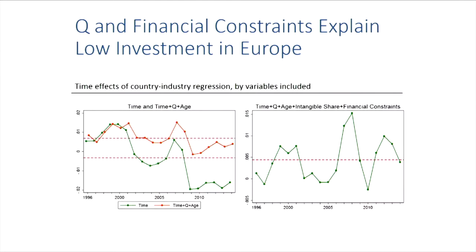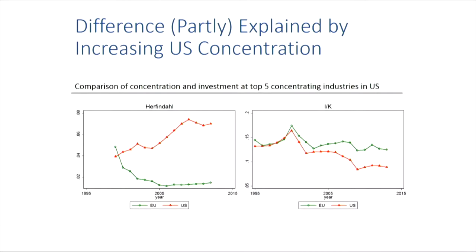Okay. In the US, it's the opposite, in fact. Tobin's Q is high. It's never been higher, almost, except in '99. And despite that, investment is low. So what's going on? So we show in the other paper that it's really well explained by lack of competition.